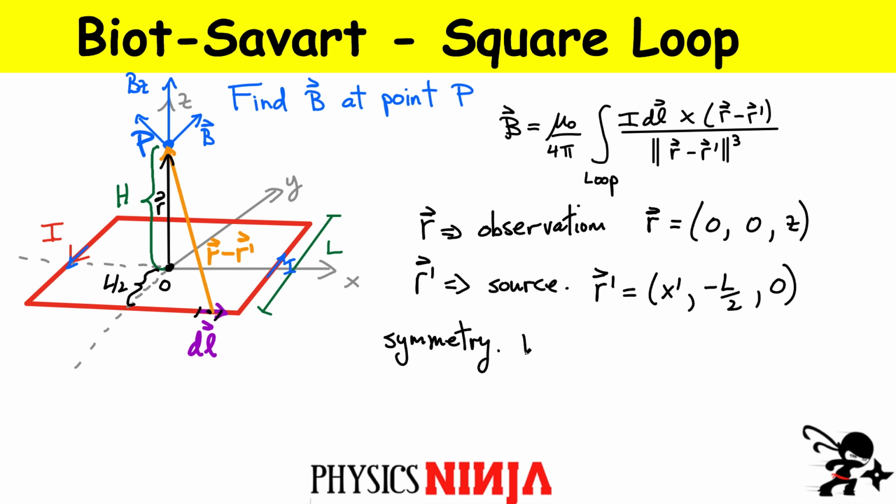Okay, so from symmetry, B, although it's a vector, it should really only have a z component. So this is really all we're going to try to calculate.